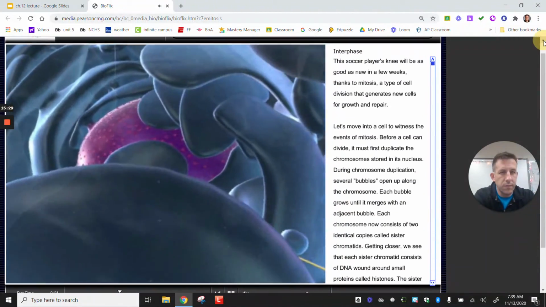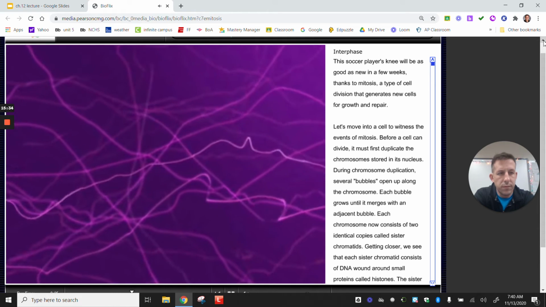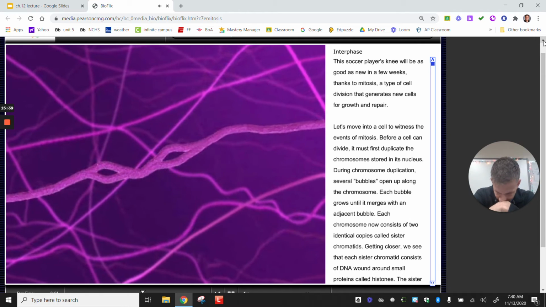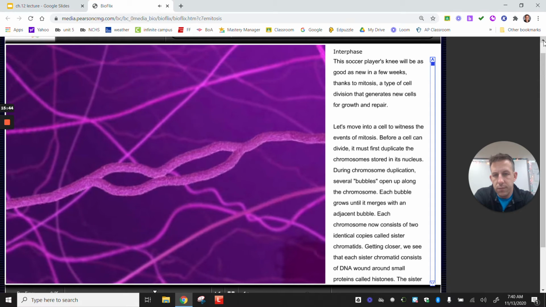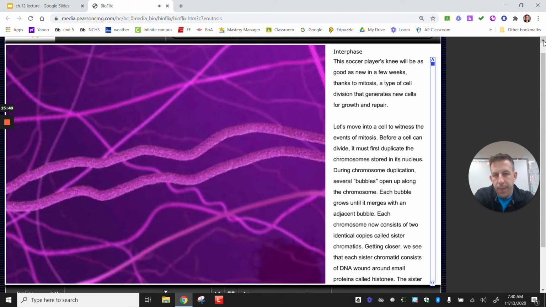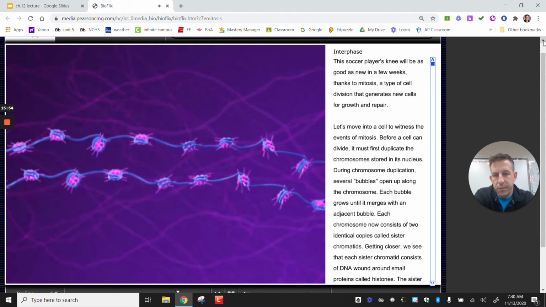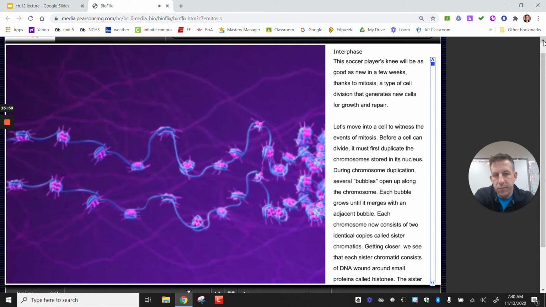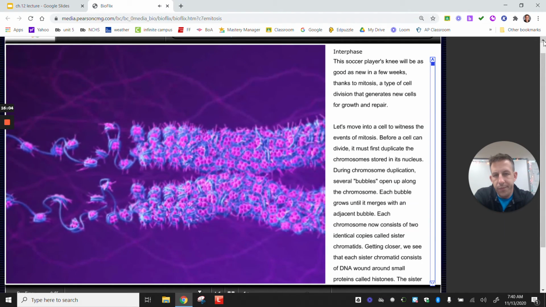Before a cell can divide, it must first duplicate the chromosomes stored in its nucleus. During chromosome duplication, several bubbles open up along the chromosome. Each bubble grows until it merges with an adjacent bubble. Each chromosome now consists of two identical copies called sister chromatids. Getting closer, we see that each sister chromatid consists of DNA wound around small proteins called histones. The sister chromatids begin to coil into tight helical fibers.